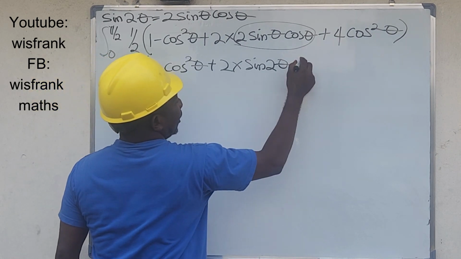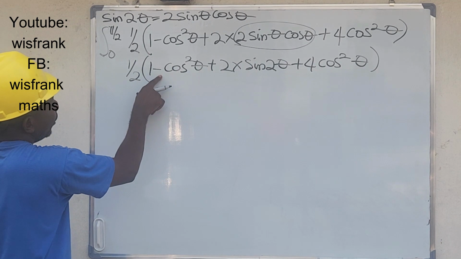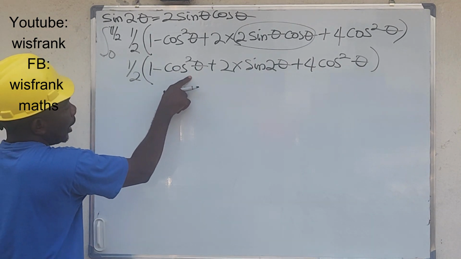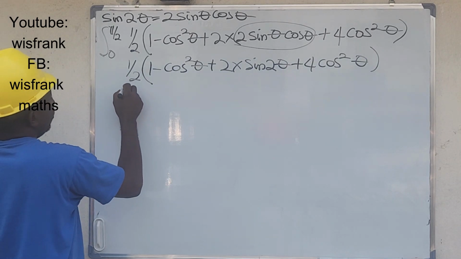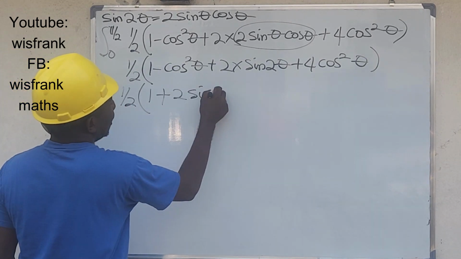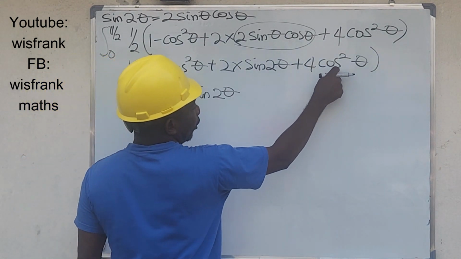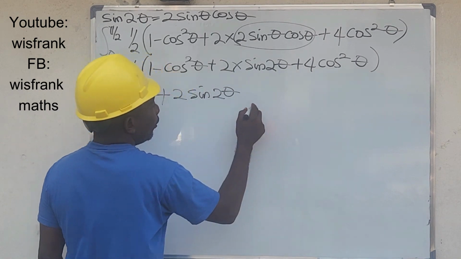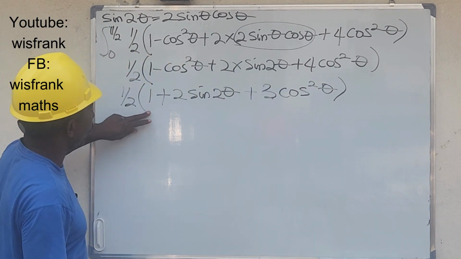Then we bring down this plus 4 cos squared theta. So this is what we have. Then here we have minus cos squared theta, 4 cos squared theta. So we collect like terms. So that will become 1 all over 2 into 1 plus 2 sine 2 theta. Here, minus cos squared theta subtracted from 4 cos squared theta will give us plus 3 cos squared theta. So this is what we've gotten.